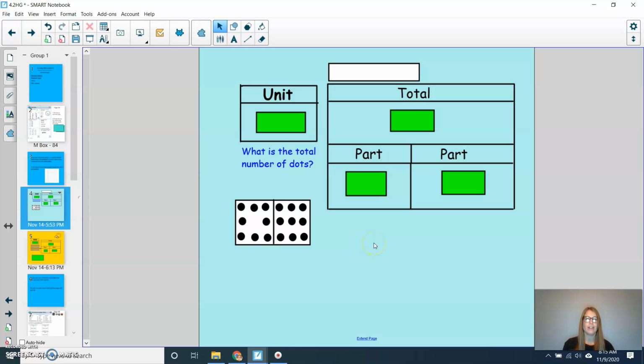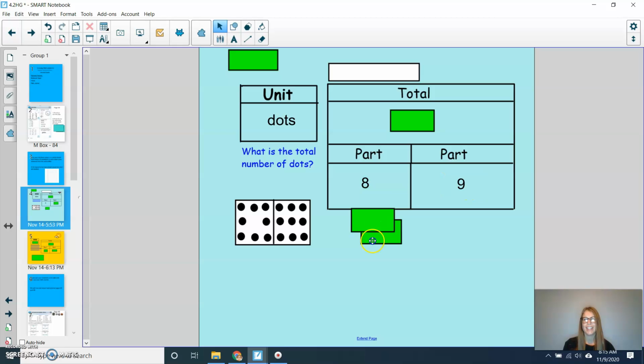But what I'm trying to figure out today is what is the total number of dots. So I know that my unit, I know I'm counting the dots. Now I'm going to take a look at the first part, and how many dots do you see in this first half of the domino? You should have said 8. How many dots do you see in the second half of the domino? You should have said 9.